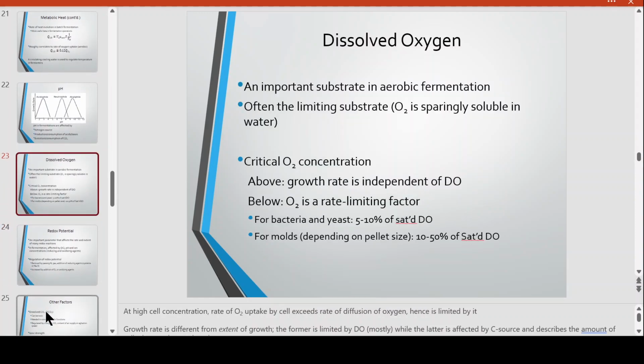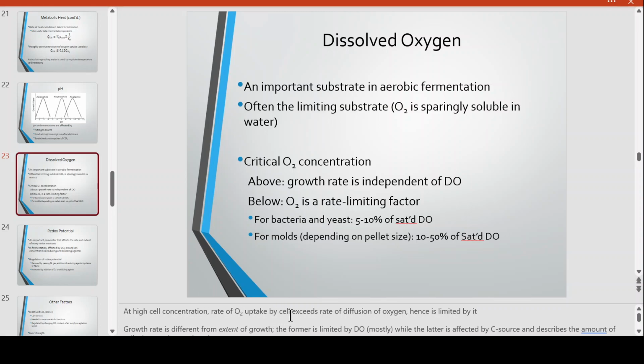Then we also have, aside from the pH, dissolved oxygen. Dissolved oxygen is an important substrate in aerobic fermentation. This is often our limiting substrate because oxygen is sparingly soluble in water. If you have a critical oxygen concentration, above the critical oxygen concentration, the growth rate is independent of the dissolved oxygen content. But below the critical oxygen concentration, oxygen becomes a rate limiting factor, a limiting substrate.